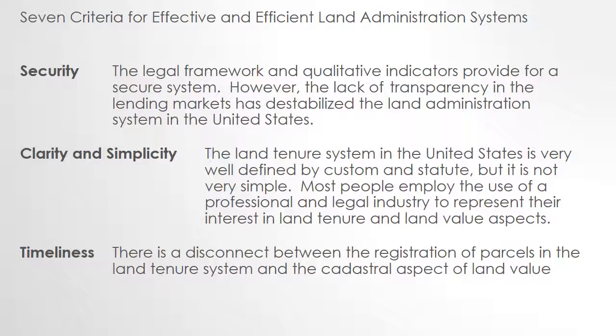I'm not going to go into detail on the analysis from a previous report where I used the qualitative and quantitative parameters to evaluate. However, I will provide you with the analysis of those indicators. In security, the legal framework provided a secure system. However, the lack of transparency in the lending markets has destabilized the land administrative system in the United States, and that's evident from the subprime mortgage crisis that caused a recession in December of 2007.